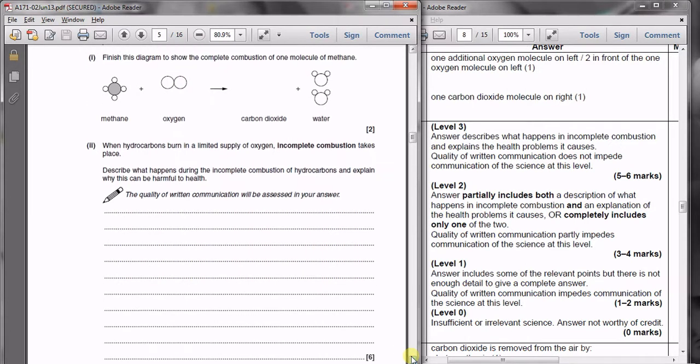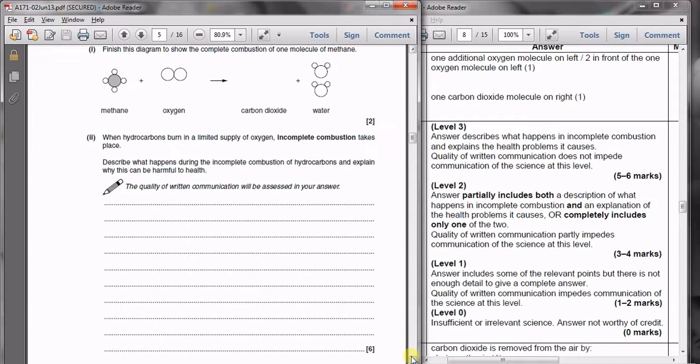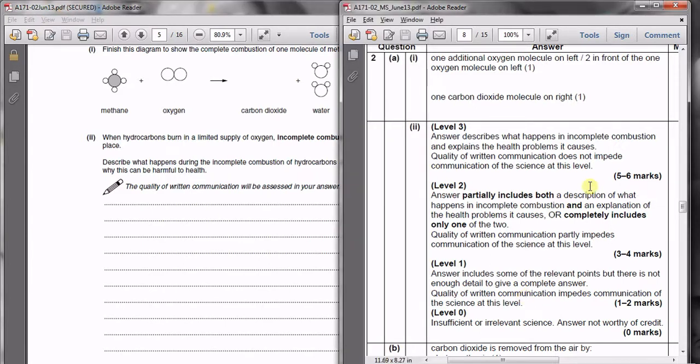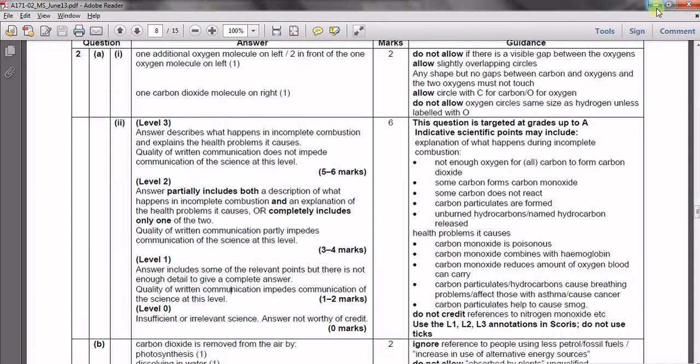Right, for the second part of this question then, it's a longer answer question. And it asks you to describe what happens during the incomplete combustion of hydrocarbons and explain why this can be harmful to health. So there's 2 parts to this question. Firstly, describing what happens during incomplete combustion, and the second part explaining why that's harmful to health. So to get all 6 marks, you need to make sure that you're answering both sections of the question. So let's have a look at what the mark scheme is wanting you to say.